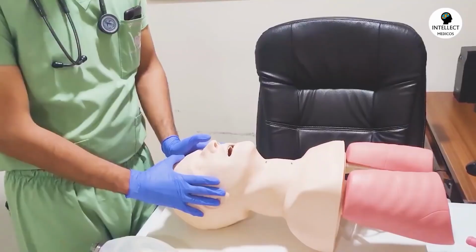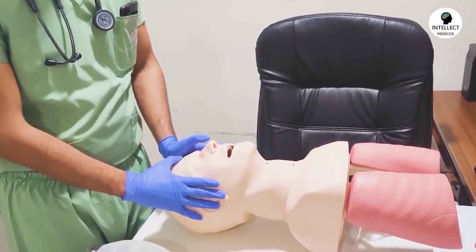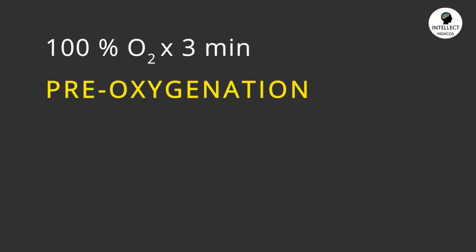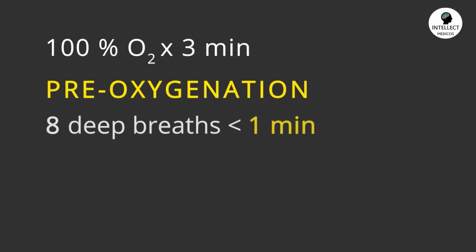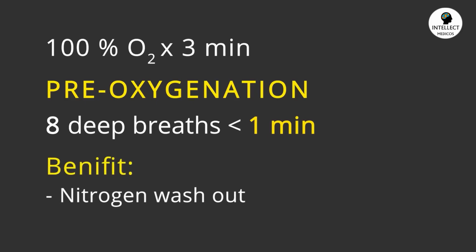Before giving any kind of drugs to the patient, you need to administer 100% oxygen via a Bain circuit for at least 3 minutes, and this is called pre-oxygenation. This can be done by asking a patient to take 8 deep breaths within 1 minute. This is done to have a nitrogen washout as well as to increase the oxygen reserve.